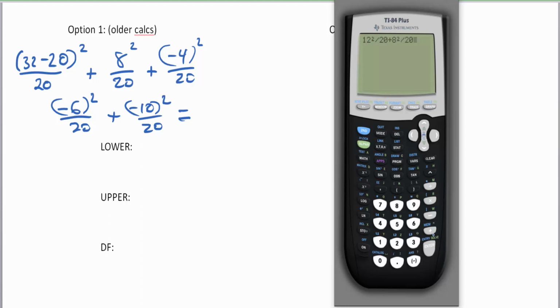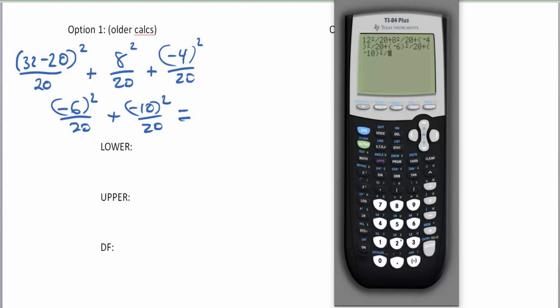But when I do the next number here, which is plus negative 4 squared divided by 20, plus negative 6, and make sure the square is on the outside of the parentheses, not inside like I just typed. Make sure it's outside, divided by 20. And then finally, in parentheses, negative 10 squared.